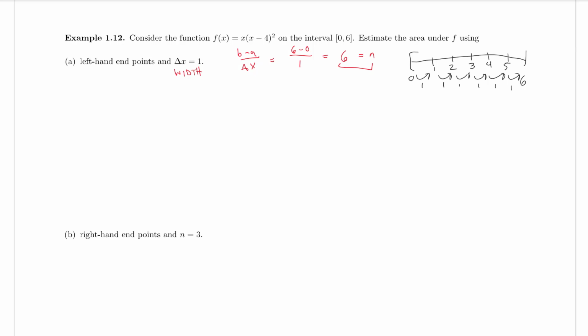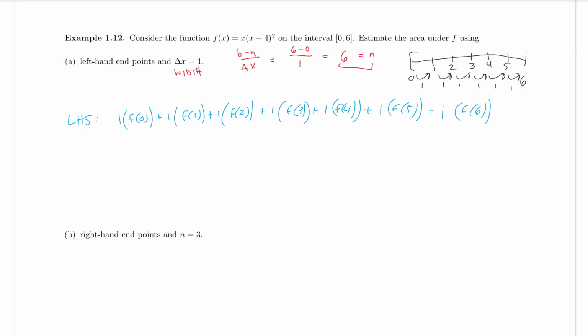All right, let's go ahead and find the left-hand sum like this first example asks us for. So we're going to do 1 times f of 0 plus 1 times f of 1 plus 1 times f of 2 plus 1 times f of 3 plus 1 times f of 4 plus 1 times f of 5 plus 1 times f of 6. And I've made an intentional error here. What did I just do wrong? Take 1 second. What's wrong in this particular equation?